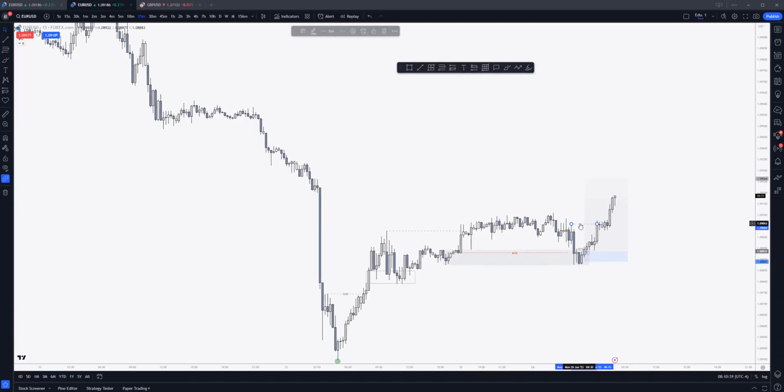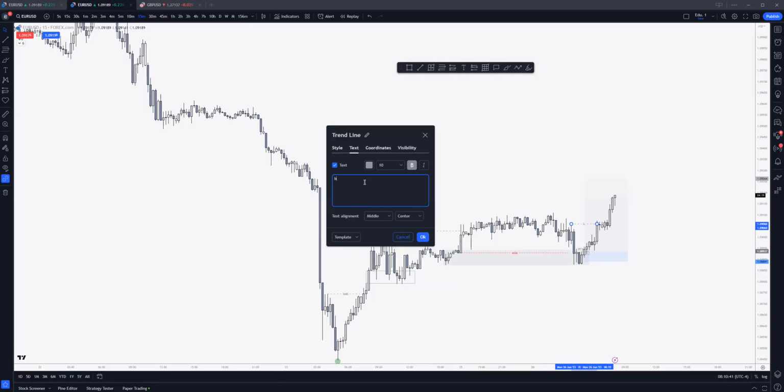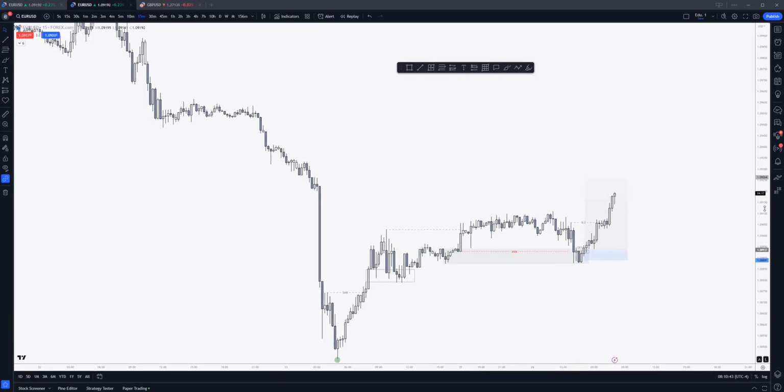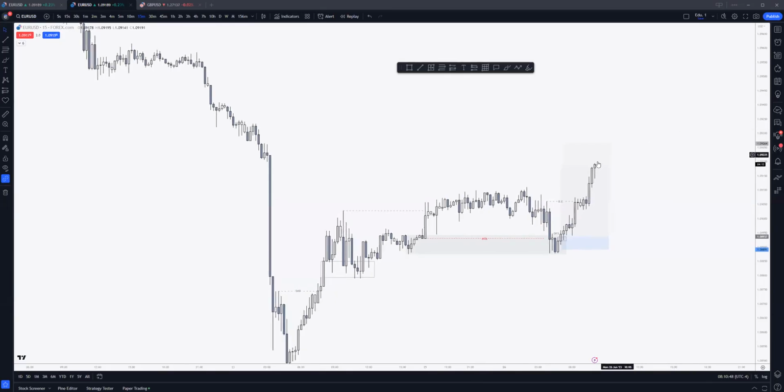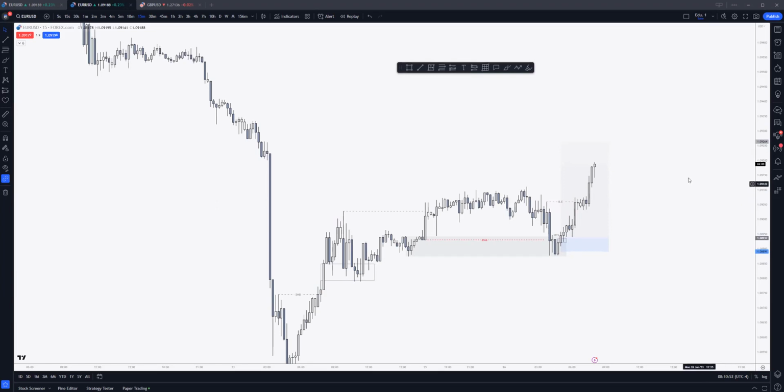So break even here, BE, and let it ride, right? Because if our trade idea is built on the medium time frame, then we want the medium time frame to be able to develop, because that's the trade idea, right?